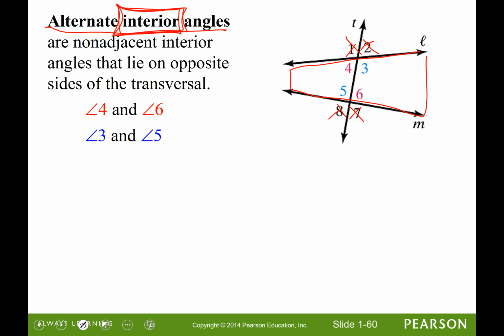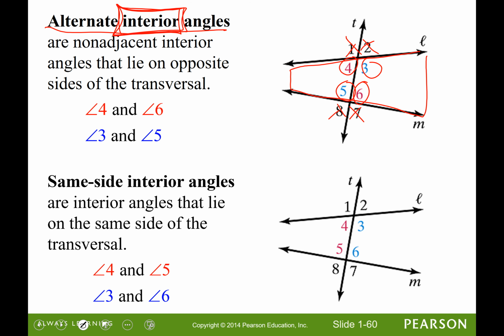So now we're being asked alternate interior. So that would be 4 and 6 because they're on alternating sides of the transversal, opposite sides, okay? If you need to think about it that way. And then also 3 and 5 are alternate interior angles. They're interior of L and M, and they're on alternating sides of the transversal.